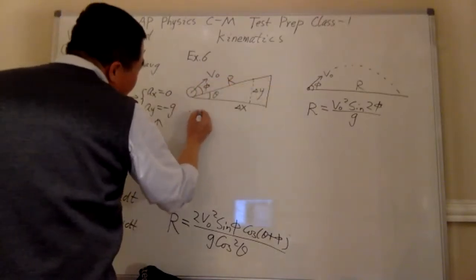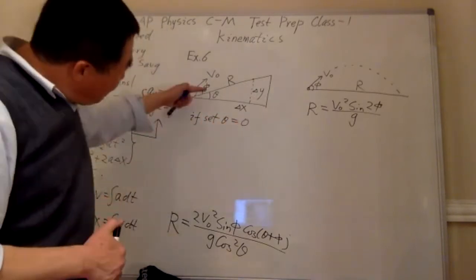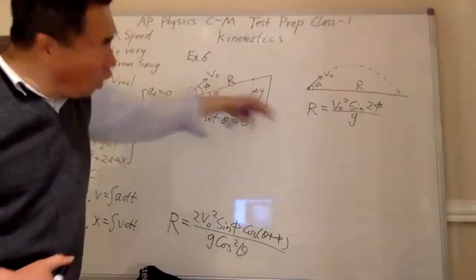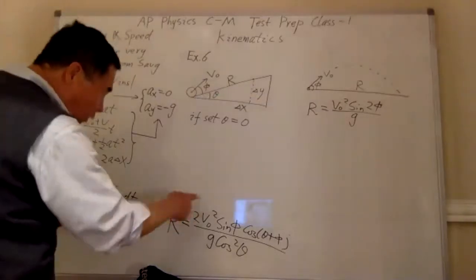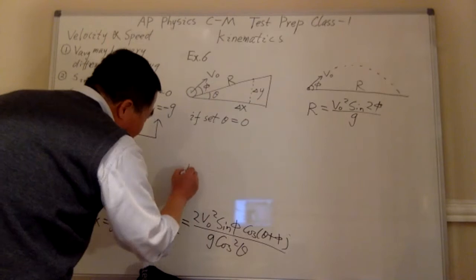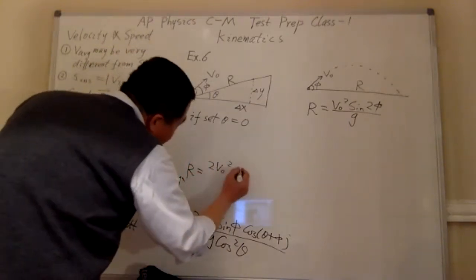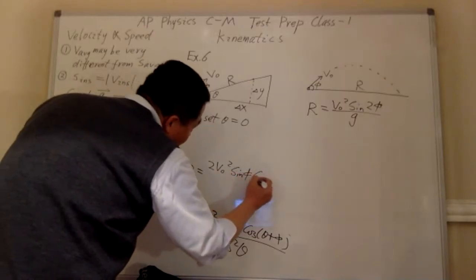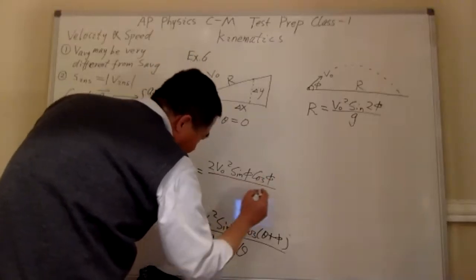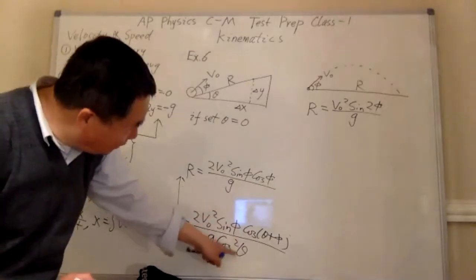That means if we set theta equal to 0, that makes this back to horizontal. You see what happens. This time, if you make theta equal to 0, you get 2v naught square sine phi, then cosine theta, which is cosine 0, over g, because cosine 0 equals 1.